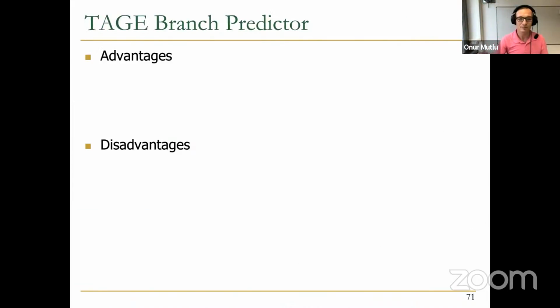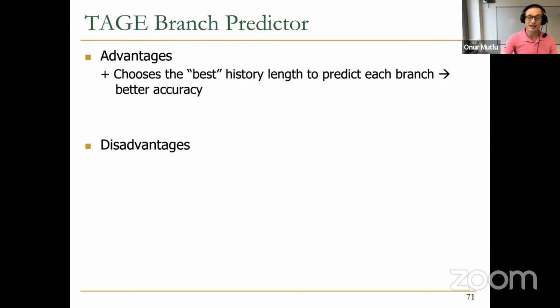That's the idea. Okay, so as with any idea, this has advantages and disadvantages. Here, we're exploiting the heterogeneity in the history length predictability of each branch. So we choose the best history length to predict each branch. You get better accuracy.